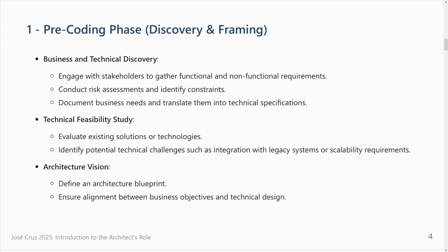So let's start with our first phase, which is pre-coding. You can see it from the developer point of view. We are associating developing an architecture with developing an application. At the end of the day, it's pre-coding, and in this case, it's just about discovery and framing. Sometimes you have an idea and you want to accomplish it, and you start to explore things. You have to try to discover the best solution, products, strategies, algorithms, people, partnerships, everything that can help us achieve our goals. So you have the business and technical discovery, meaning that we engage with stakeholders to gather functional and non-functional requirements.